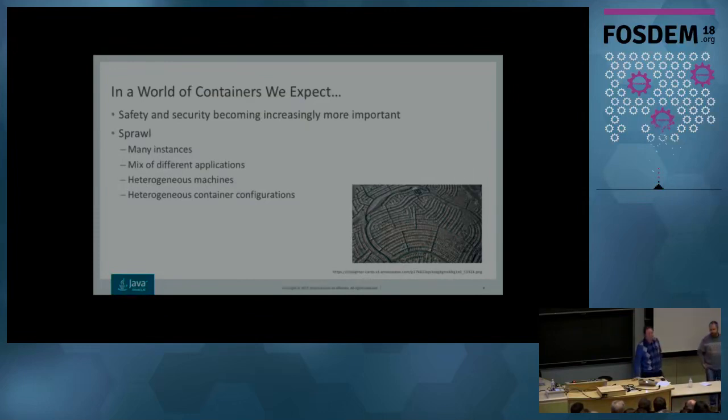We also expect there to be a lot of sprawl, and it comes in a few different flavors. The first one is that we expect there to be a very large number of instances. You are basically encouraged to create instances and processes on the fly and create a lot of them. Run more small instances rather than a few large ones. So that's one of the major shifts we're seeing.